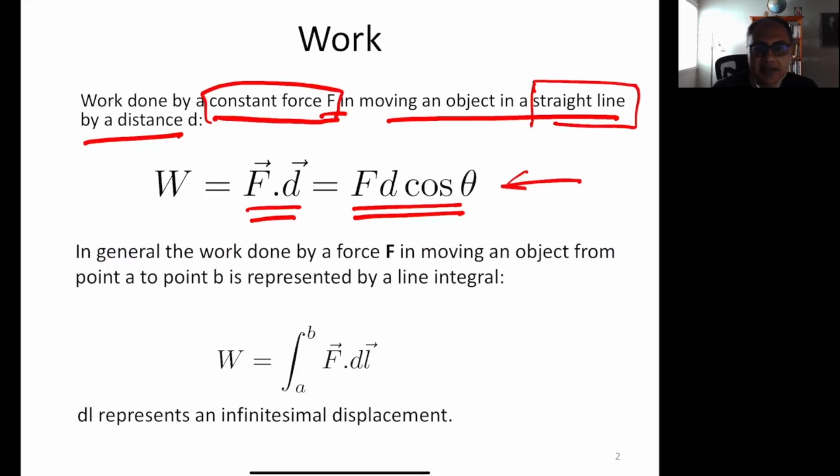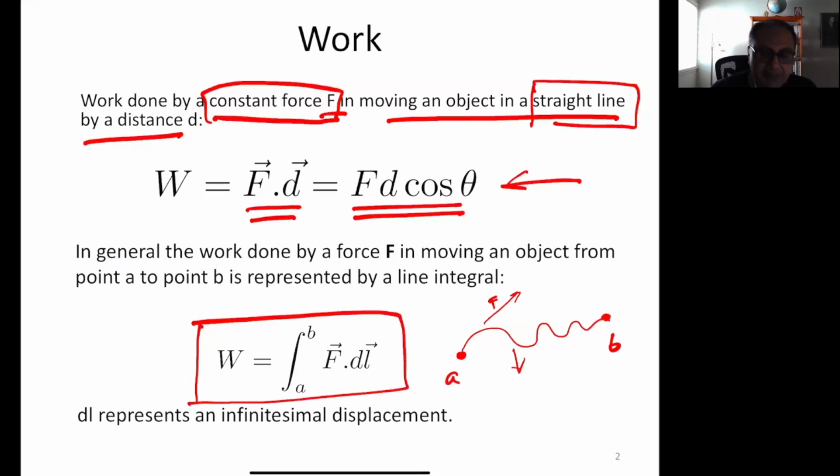The more general formula for work is that it's the line integral of the force in moving the object from point A to point B. So if you have an object that started at point A and ended up at point B, it followed this weird curvy path. And the force also was not constant. It has a different magnitude and direction at every point. Then how do you calculate the work? In general, it's given by this line integral, F dot dl.